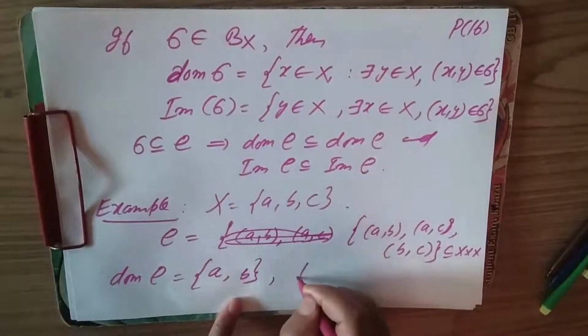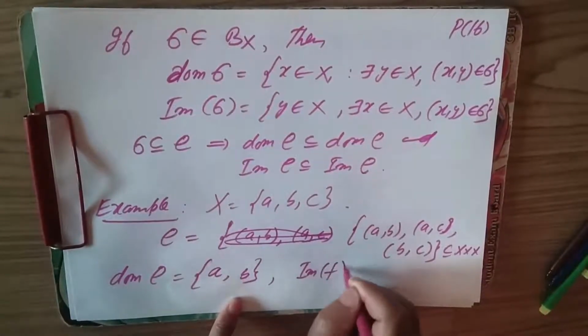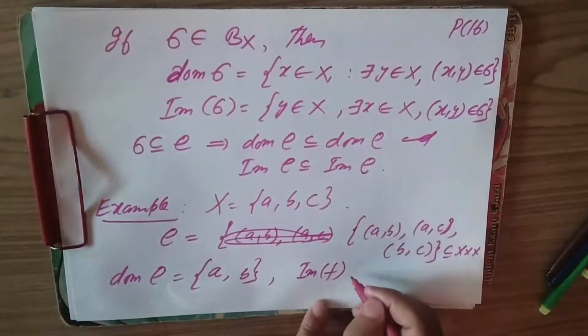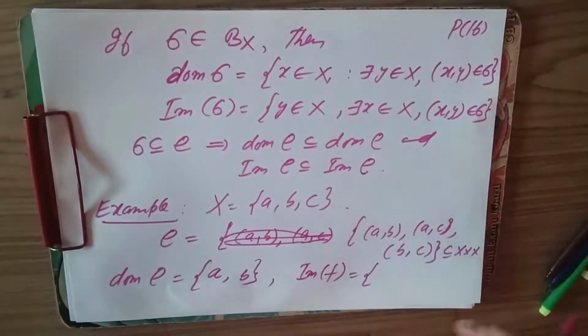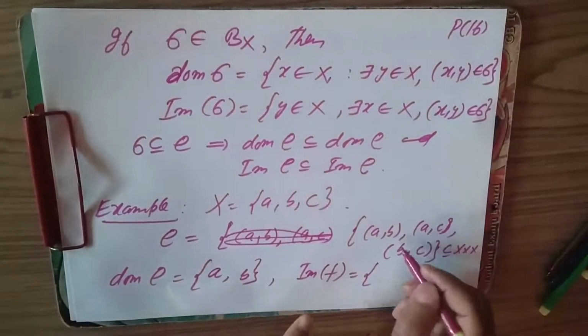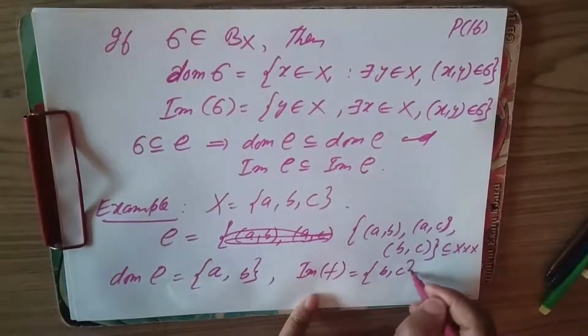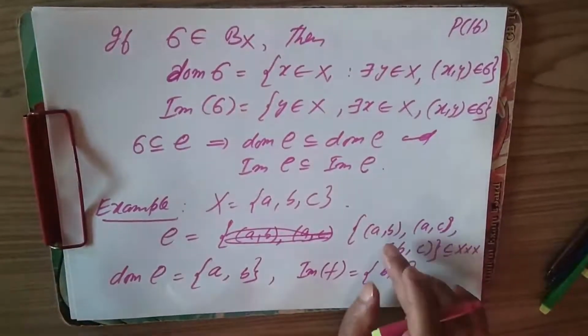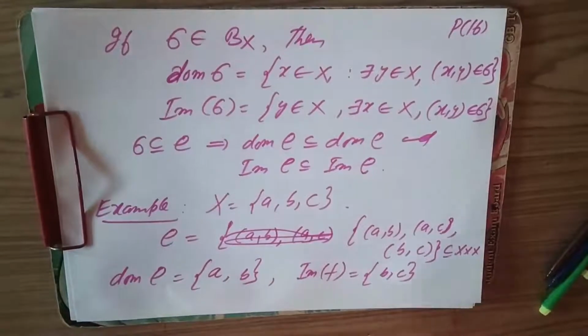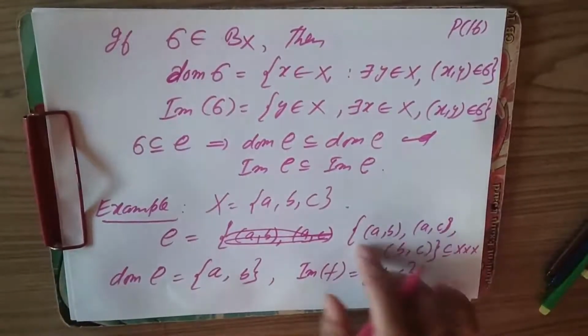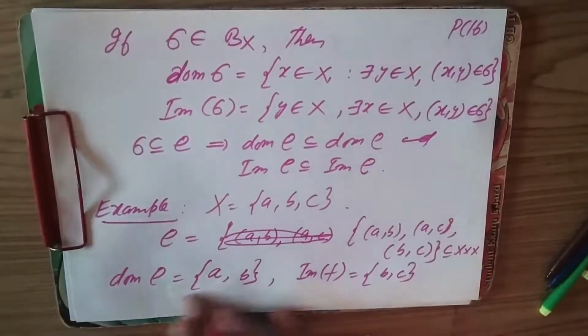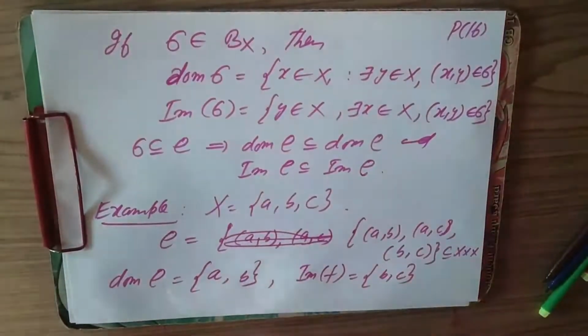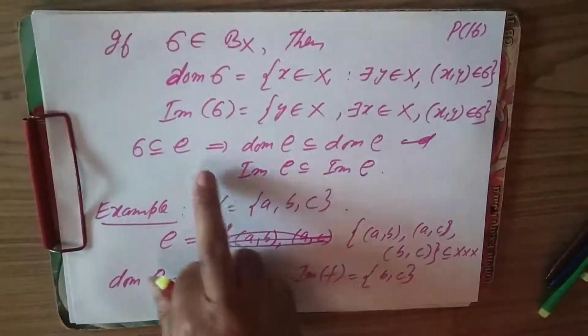Now let's find its image. Image means the second entry of the relation. So that's B and C just. So domain is the first entries of the elements of the relation, and the image is the second entries of the elements of the relation. That's domain and image.